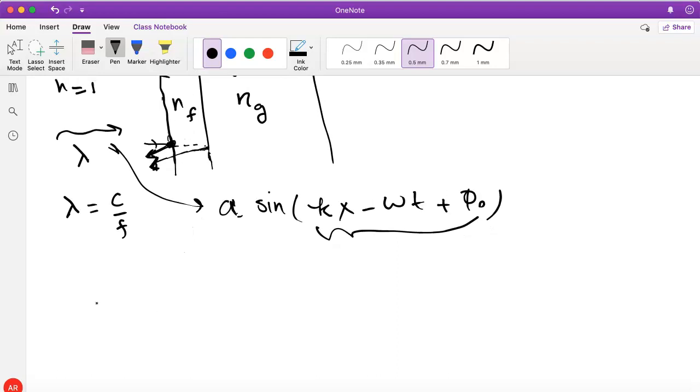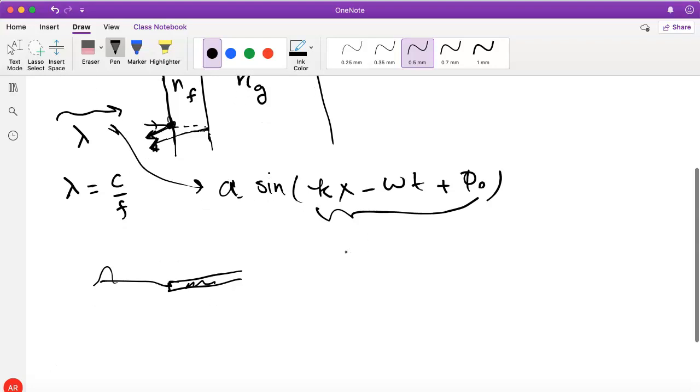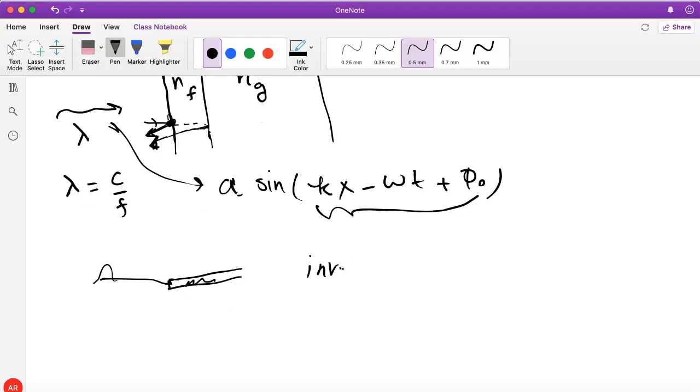Remember we talked about this example of a thin rope and a thicker rope, and we sent in a pulse. Some of it goes through, some of it gets reflected. We discussed this phenomenon where when the speed is slower on the other side, the reflected pulse or wave is also inverted. Inversion is a phase shift of pi.